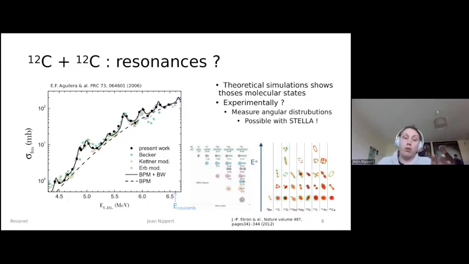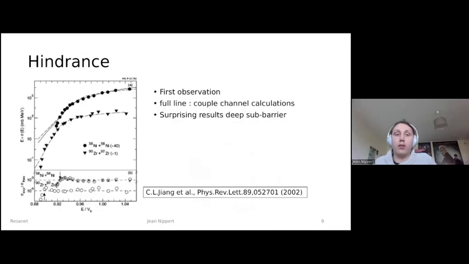But now, what if there are such resonances at low energy in the astrophysical region? It can have a huge impact on our comprehension of stellar evolution and nucleosynthesis. So now that we are getting to the astrophysical region of interest, let's talk about hindrance a little bit. So what is hindrance?